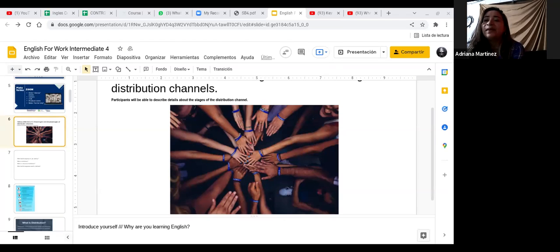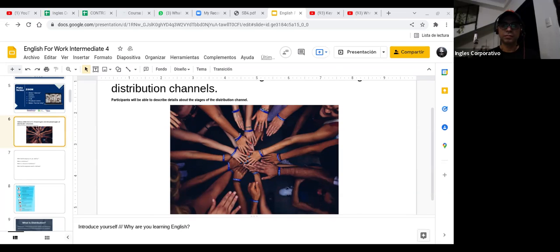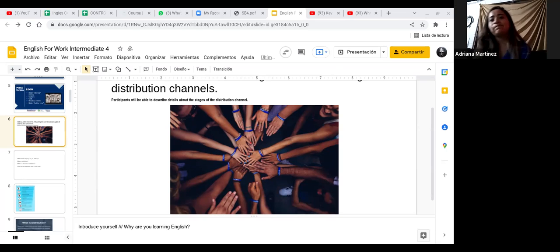Hello. My name is Adriana Martinez. I have two sons, and I like to dance and listen to music. I live in Antiguo Cuscatlán. I work in Central America Screening World El Salvador in the area of occupational safety and health. And I am learning English because it's very important for my profession and for my life. Okay, very good, perfect.